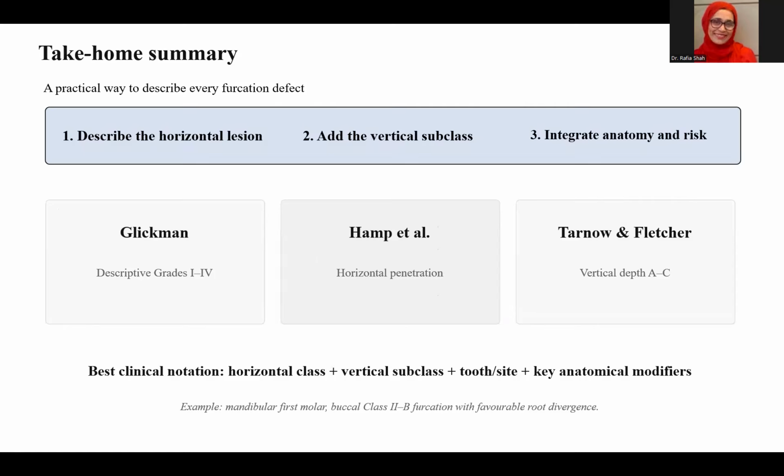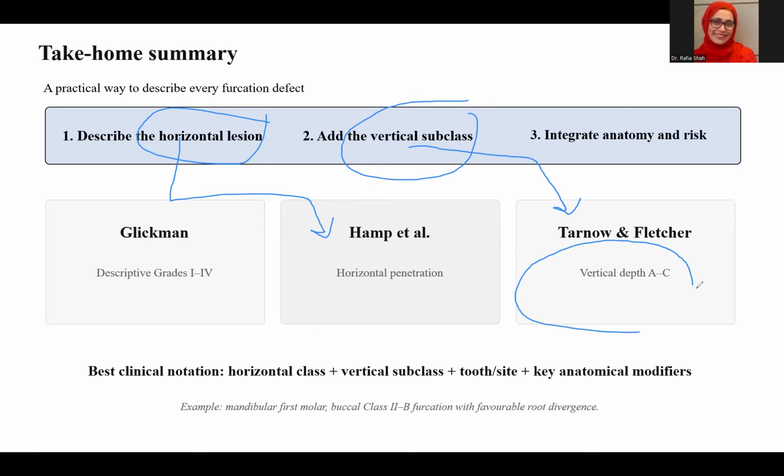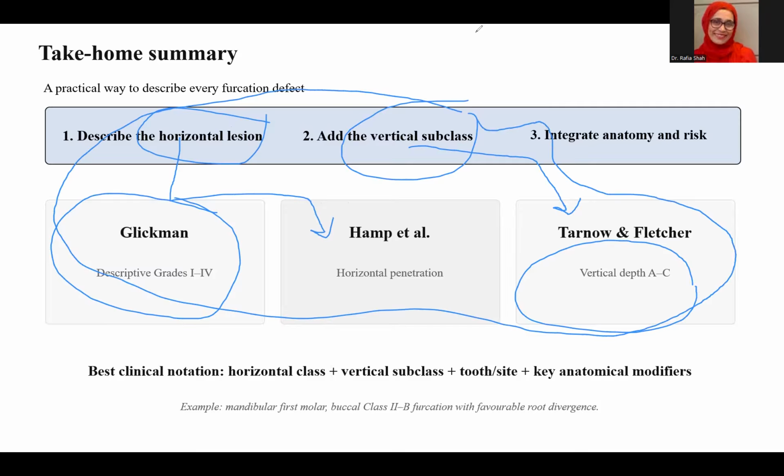So coming back to the story again in a nutshell, we said that the furcation defect can be described in a horizontal way and in a vertical way. The horizontal was described by Hamp and his co-workers. The vertical component was described by Tarnow and Fletcher as A to C. And the main classification was given by Glickman, that was descriptive as grade 1 to 4. And we said that only these classifications cannot help us to diagnose the case and tell about the treatment and prognosis of the case.